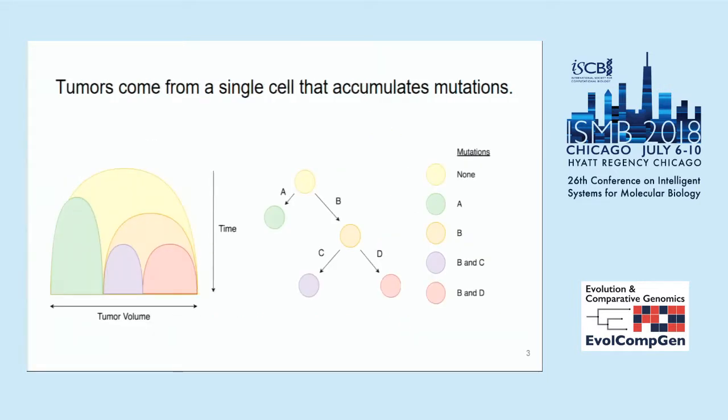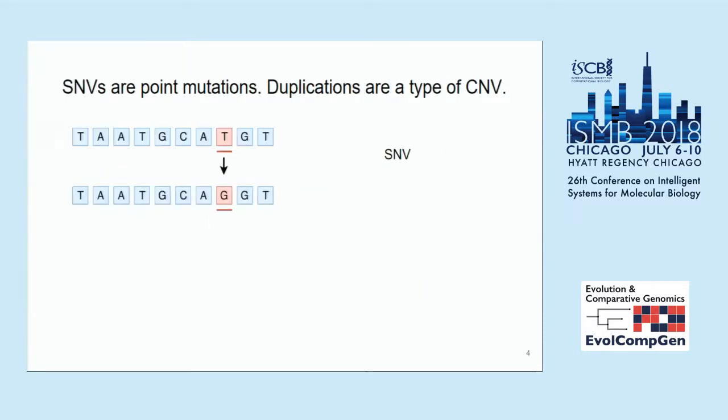So we know a tumor originally comes from a single cell that clonally expands. Over time, one of those clones can acquire another mutation, and if that mutation is advantageous for the tumor, it will also clonally expand. And we can model this process as a phylogenetic tree, where nodes are clones or cell types, and edges are mutations. There are a few types of mutations that can occur, and our method focuses only on a subset of those, so I'll quickly go through the different mutation types.